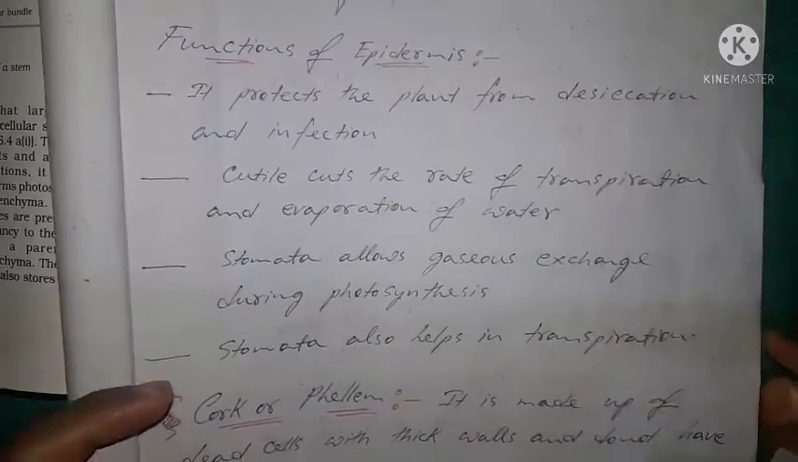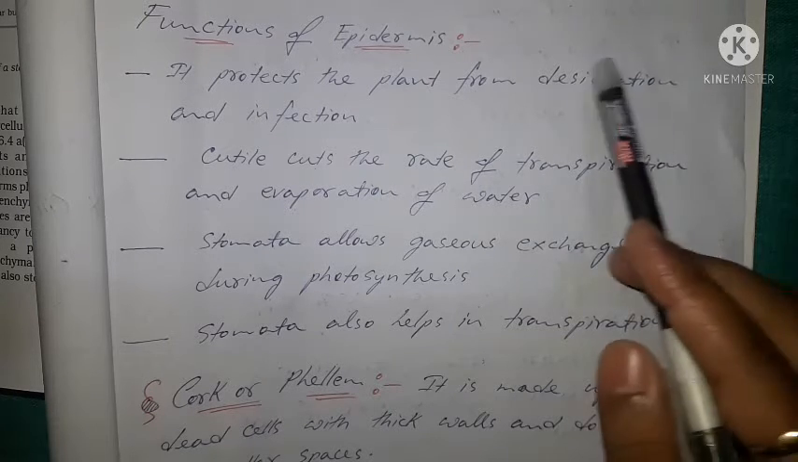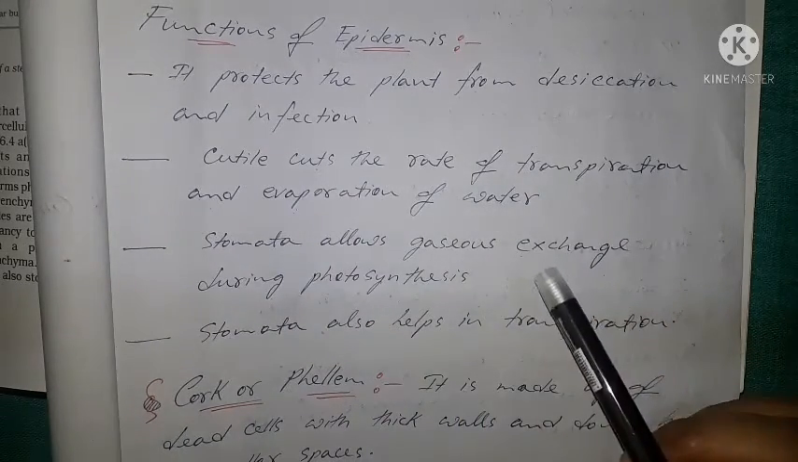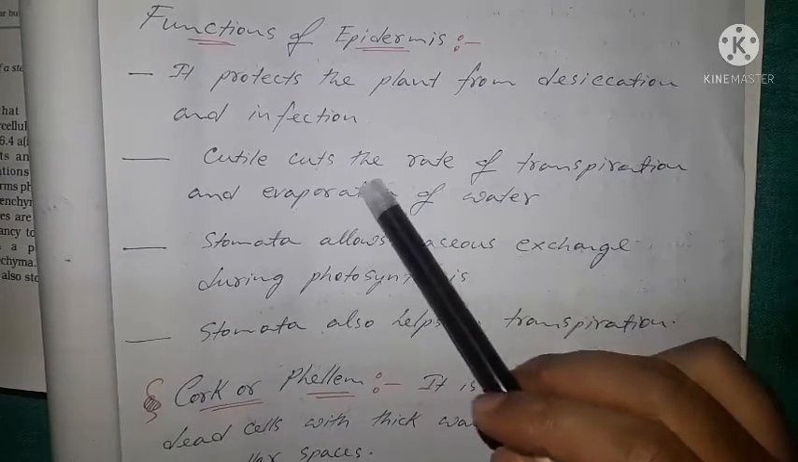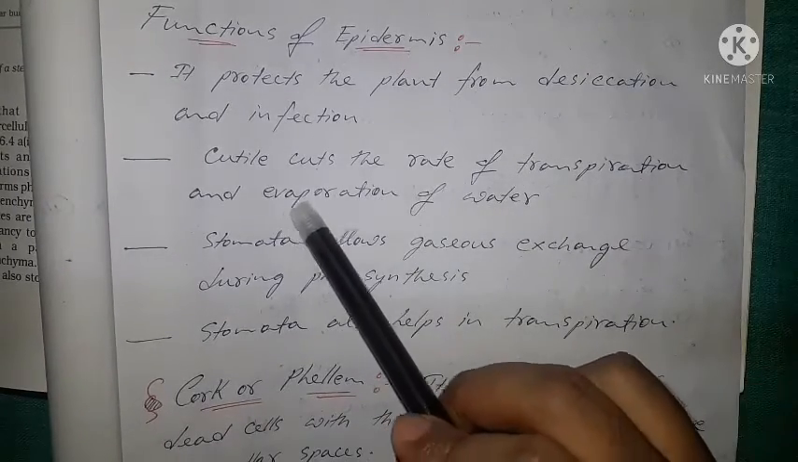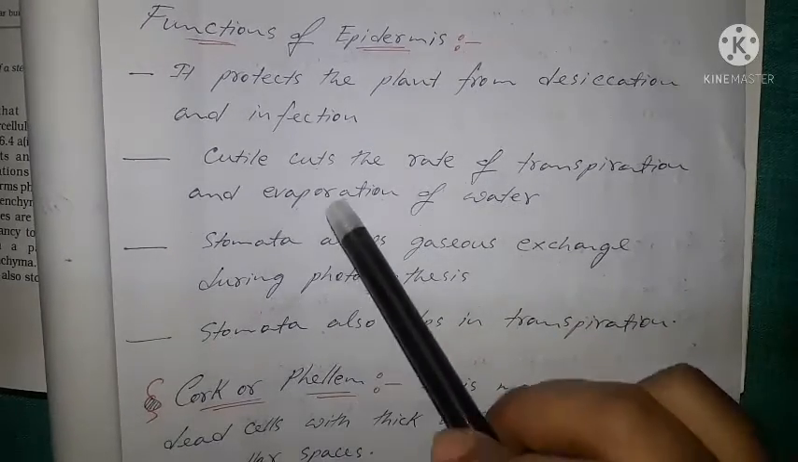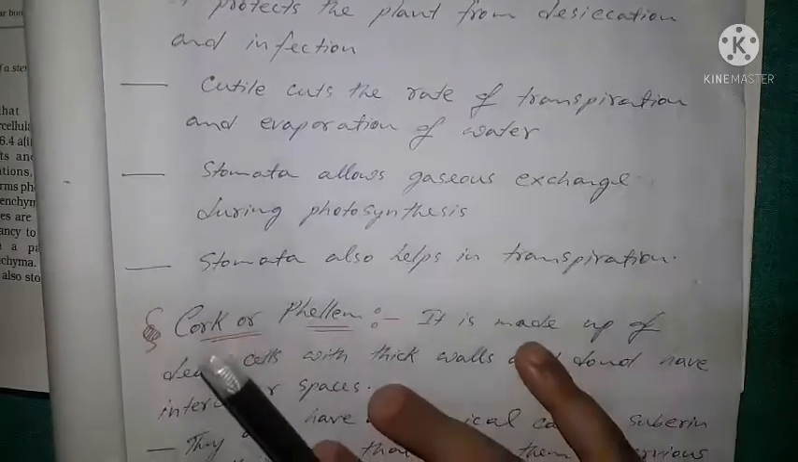Then the functions of epidermis. It protects the plants from desiccation and infection. That means it protects the plants from being dried up, and from infections by different types of parasites. Cuticle, which acts like a waterproof layer, cuts the rate of transpiration and evaporation of water.